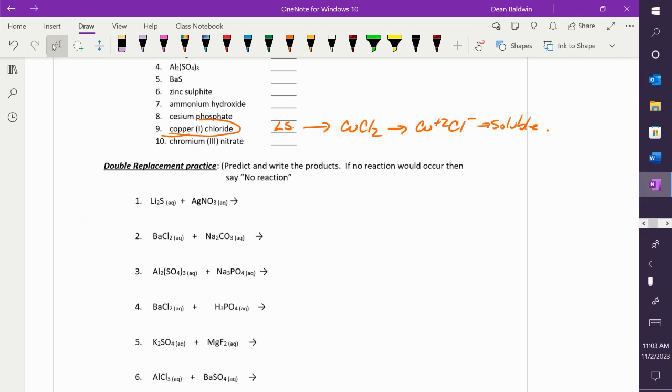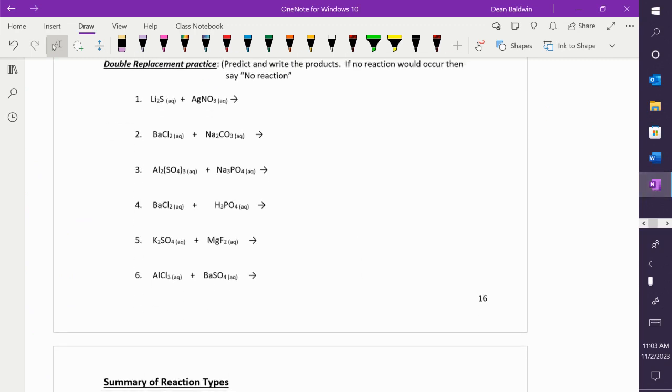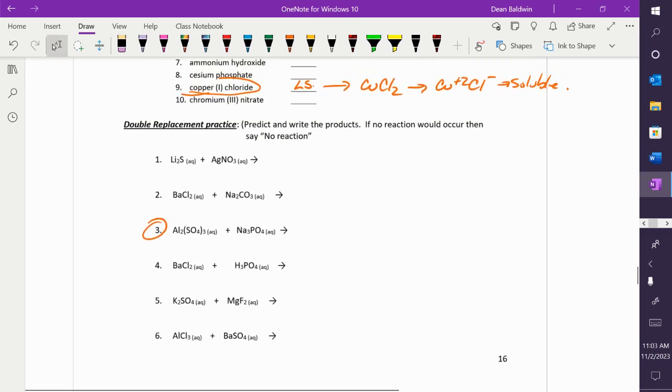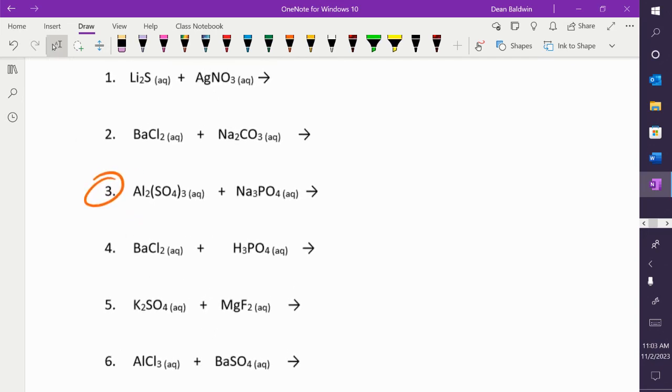All right. Let's just do a couple of these. Do number 3. Aluminum sulfate plus sodium phosphate. Aluminum will kick out the sodium. So to predict your products, this is something we should actually work on. What's the charge on aluminum? It's +3. What's the charge on the phosphate? It's -3. I'm going to ask you to do this on a test, predicting products.